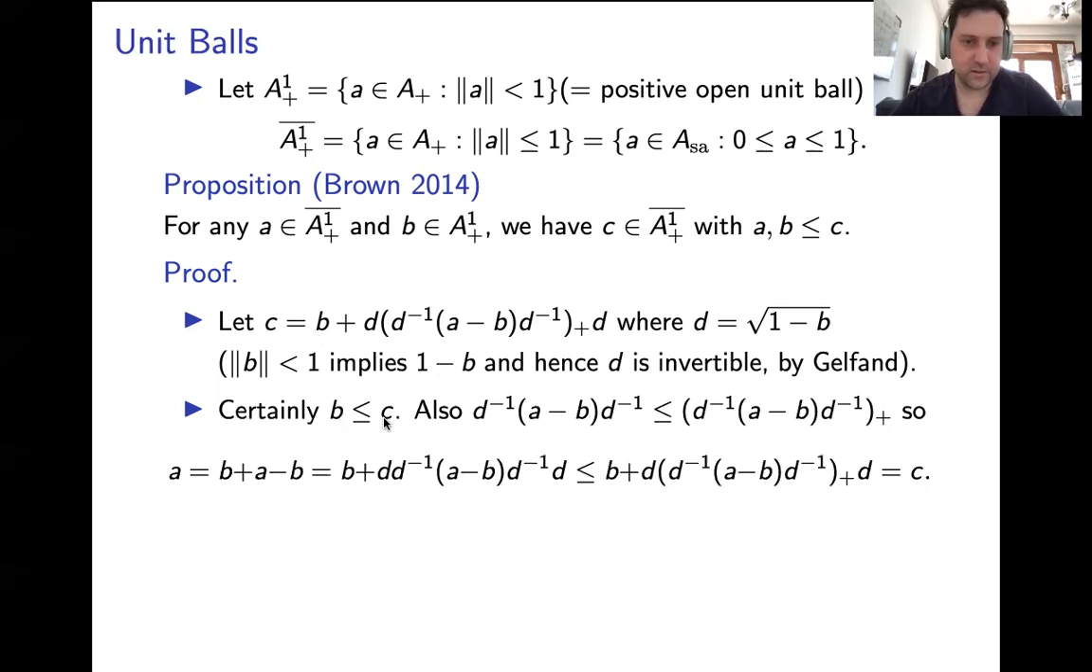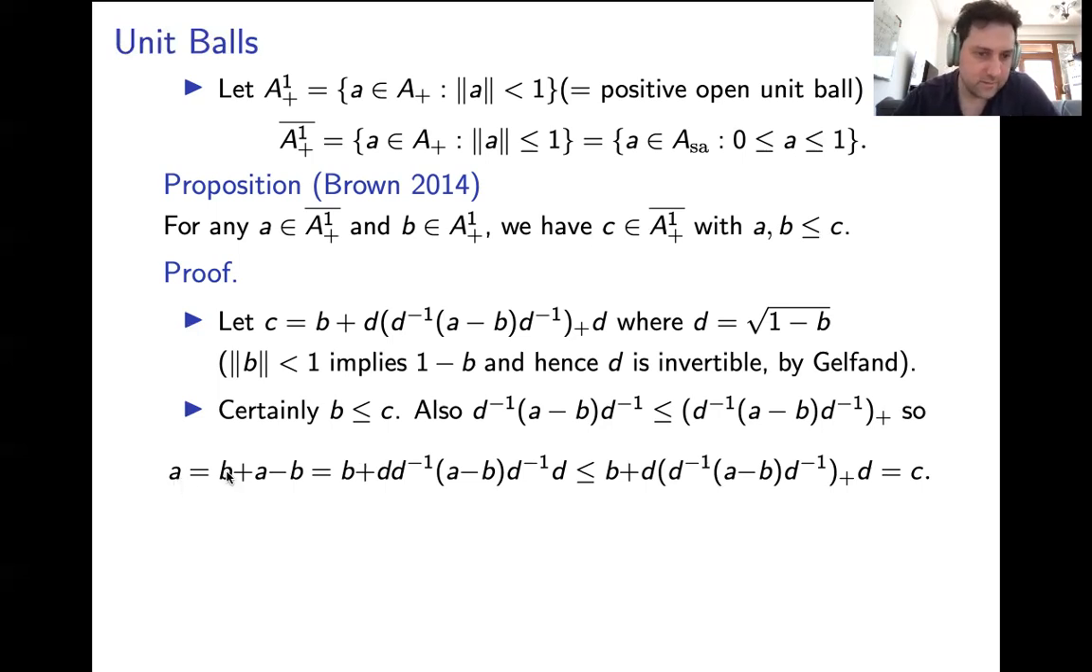So certainly B is less than or equal to C. That's basically by definition. But further note that any self-adjoint element is definitely below its positive part, right? Again, just think of the functions and think of how you're just taking the positive part. Well, that's certainly going to be above the whole function that you started with. So it's going to be below its positive part. So, well, then let's look at A.